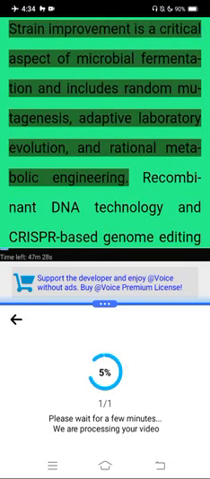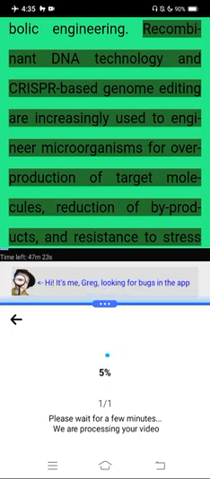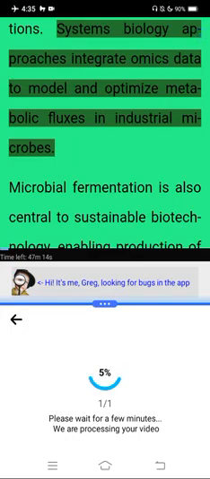Strain improvement is a critical aspect of microbial fermentation and includes random mutagenesis, adaptive laboratory evolution, and rational metabolic engineering. Recombinant DNA technology and CRISPR-based genome editing are increasingly used to engineer microorganisms for overproduction of target molecules, reduction of byproducts, and resistance to stress conditions such as high substrate or product concentrations. Systems biology approaches integrate omics data to model and optimize metabolic fluxes in industrial microbes.